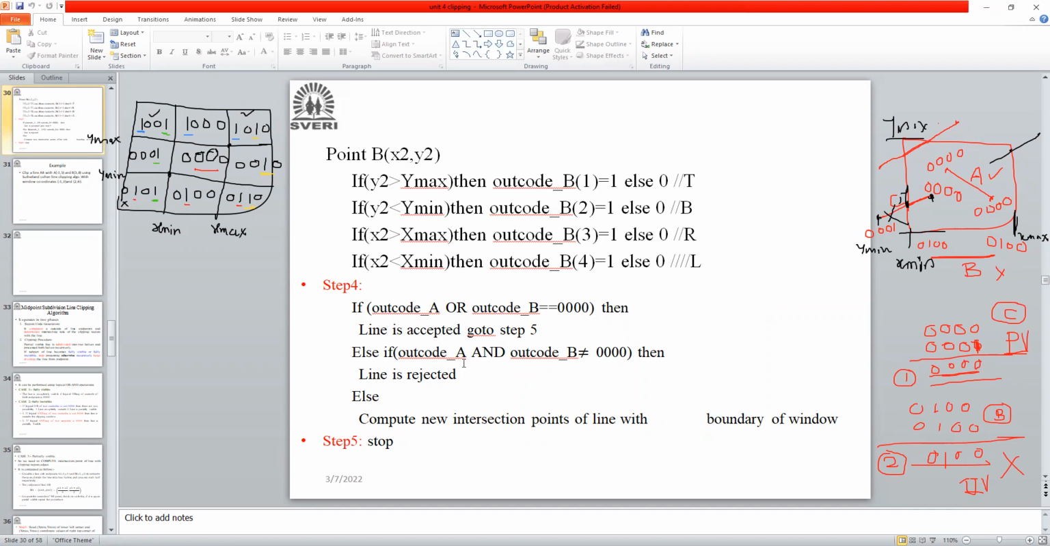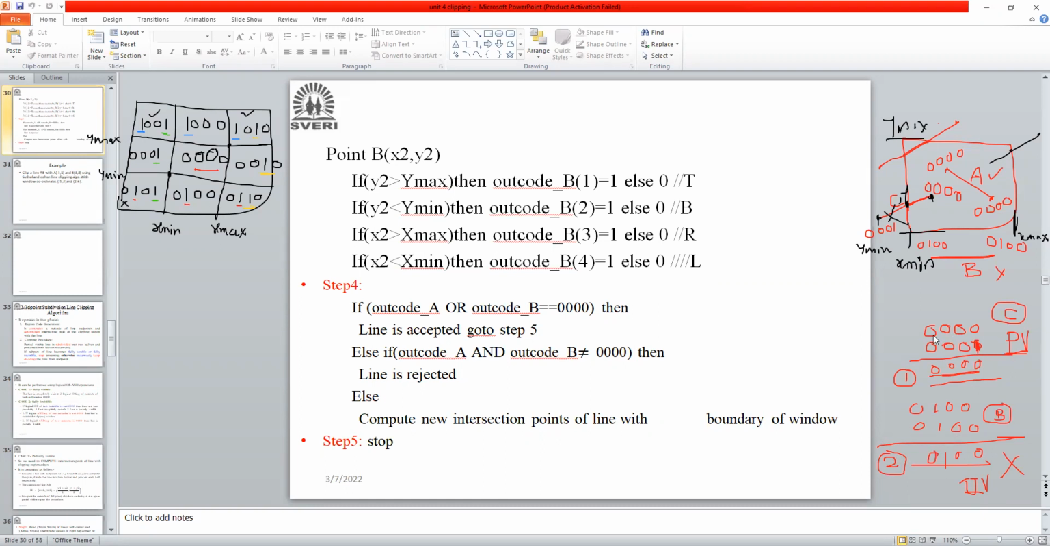Second case is, the next operation is the AND operation. So you are going to check whether the AND operation between the A and B outcodes is non zero. Non zero means the line is rejected: when the result of the AND operation is not 0 0 0 0, then that line is rejected and we can stop.